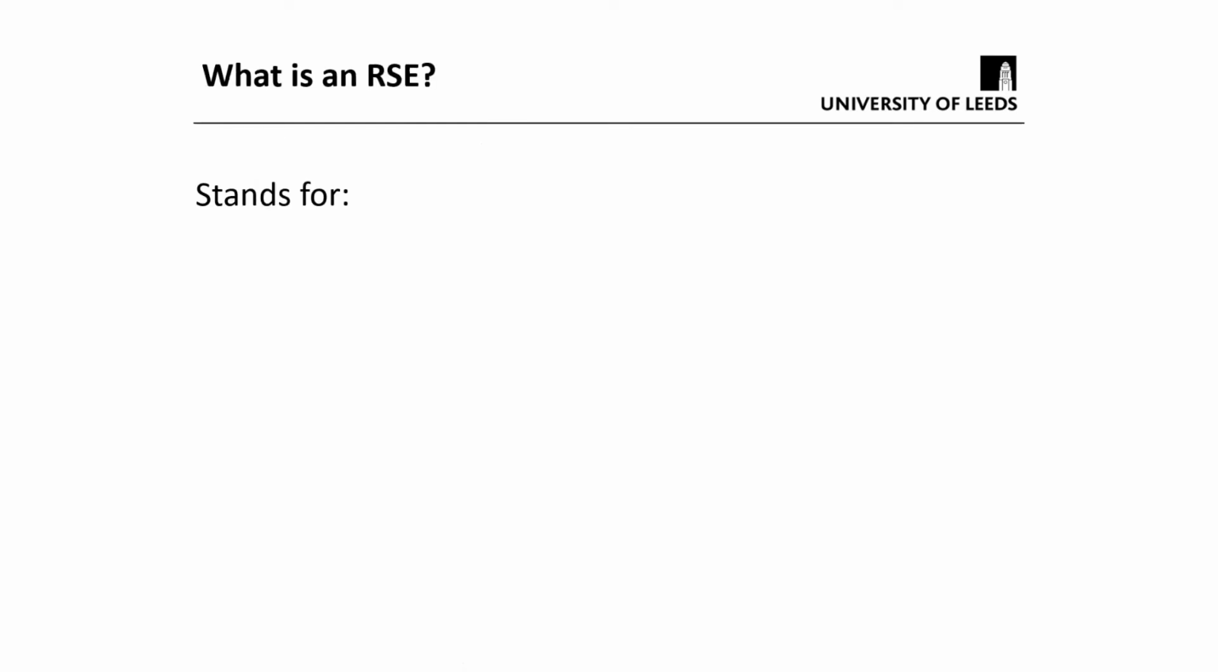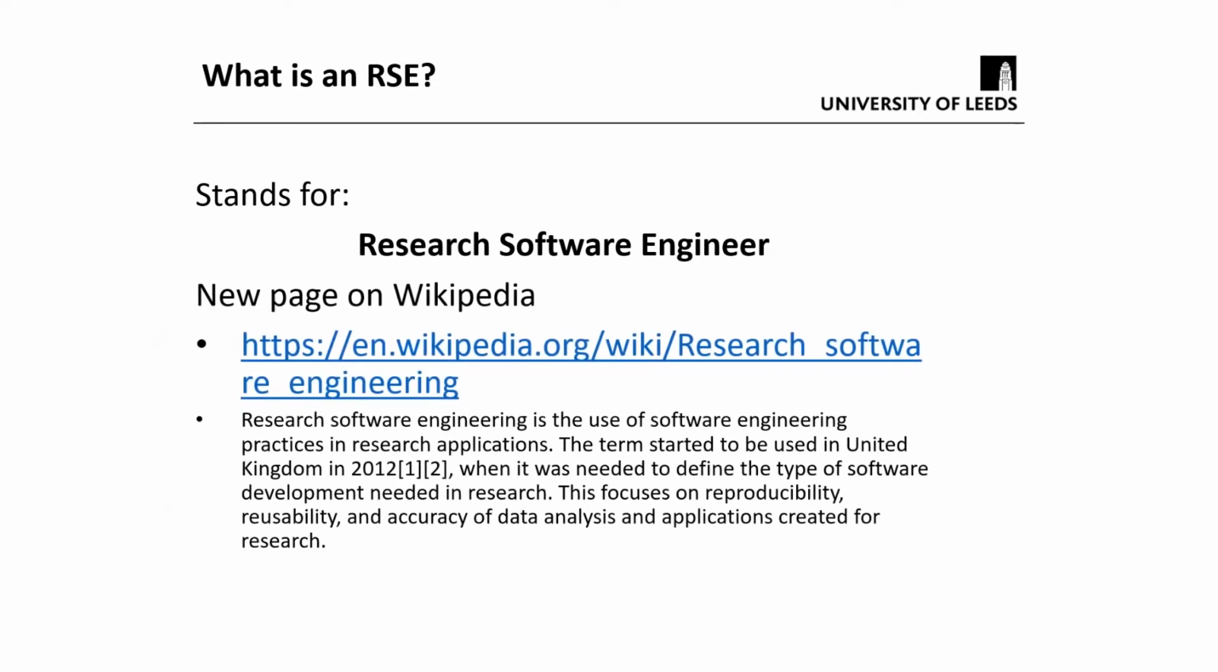So does anyone know what an RSE is? It stands for Research Software Engineer. And on the new Wikipedia page, it says that research software engineering is the use of software engineering practices in research applications. So that's bringing computer science, in a way, to all research applications. The term started to be used in the United Kingdom in 2012 when it was needed to define the type of software development needed in research.